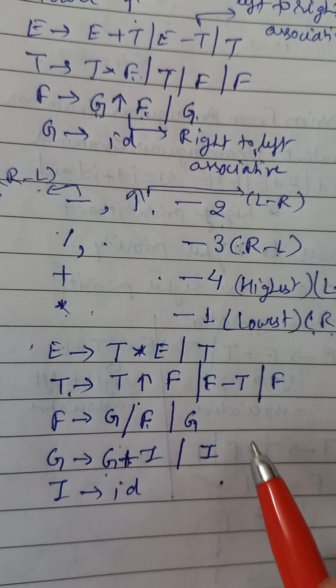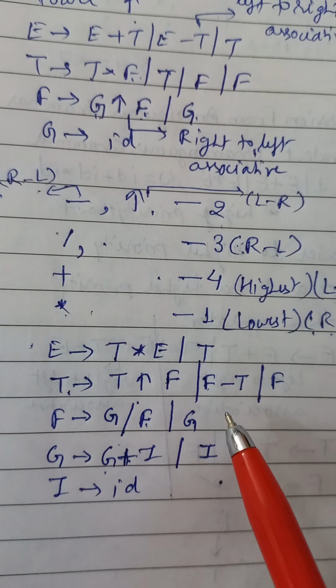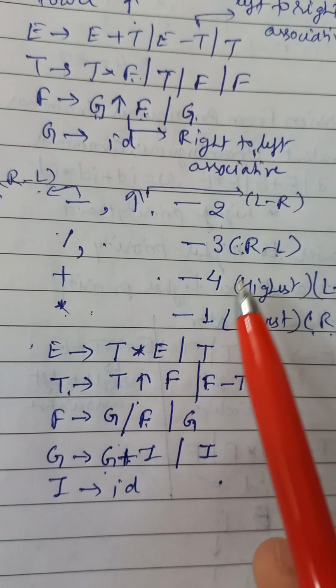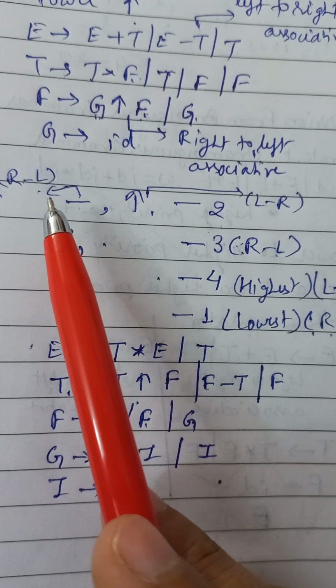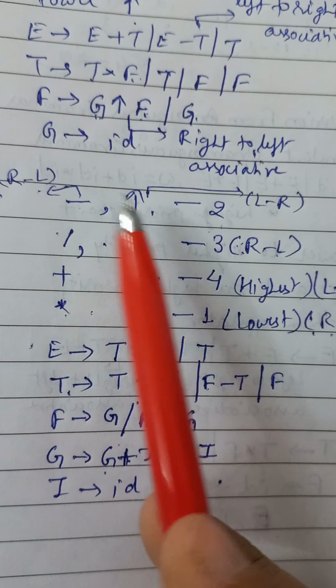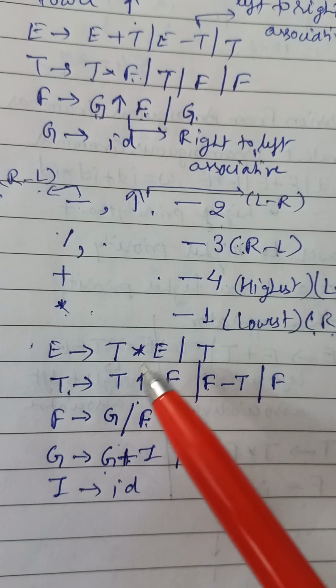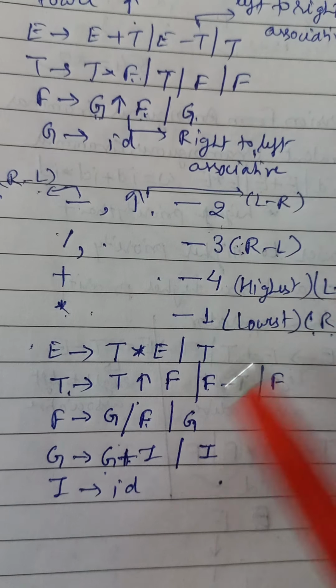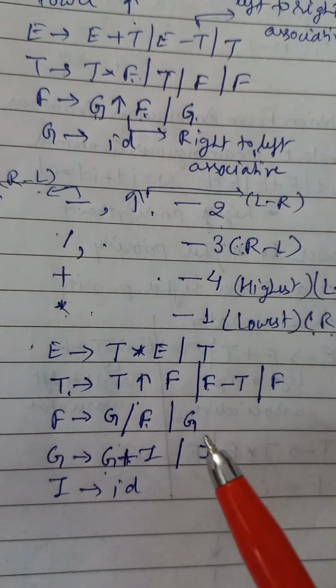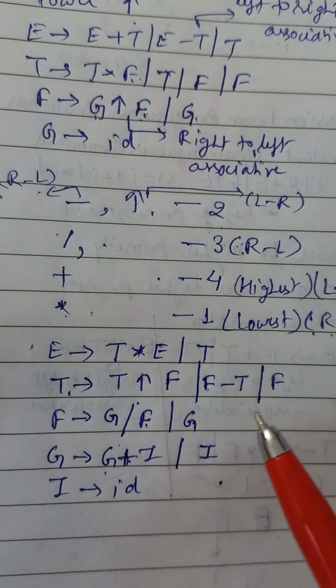So this is the way by which we can write or make a CFG according to the priority level of the operators and according to the left or right associativity. If it is given right to left, how we can make it, and if it is given left to right, then how we can write the grammar, and how we can convert the grammar from ambiguous to unambiguous grammar. This is the way.